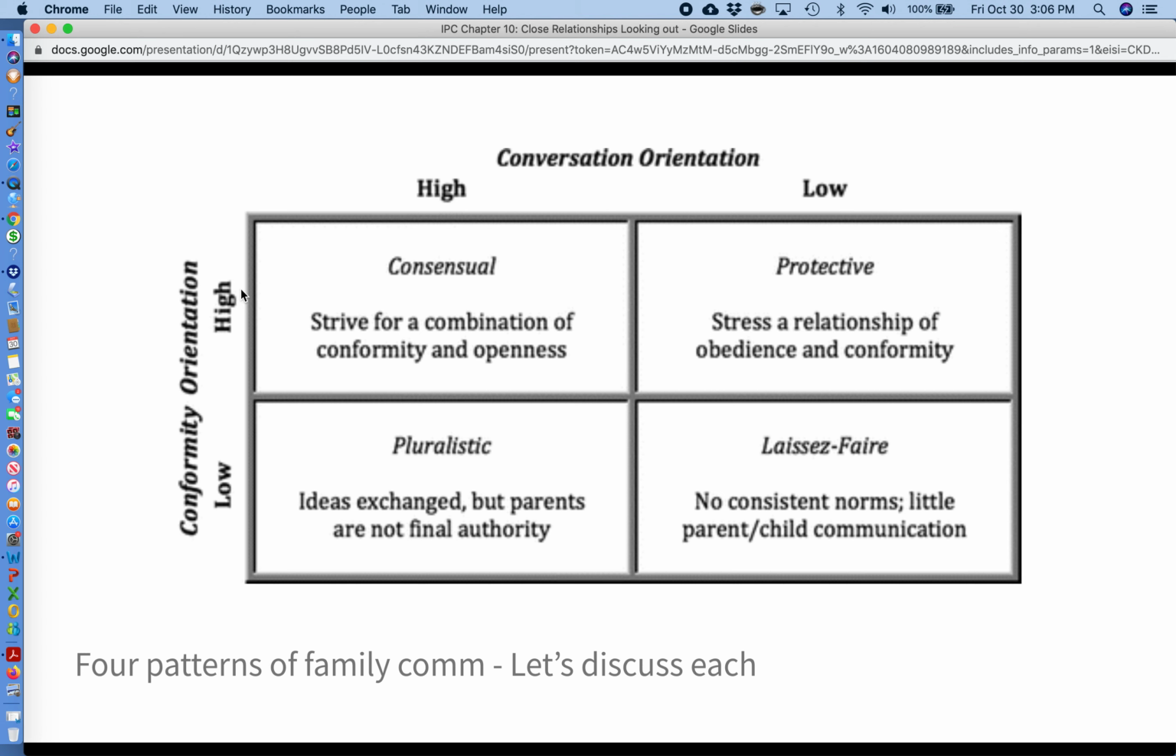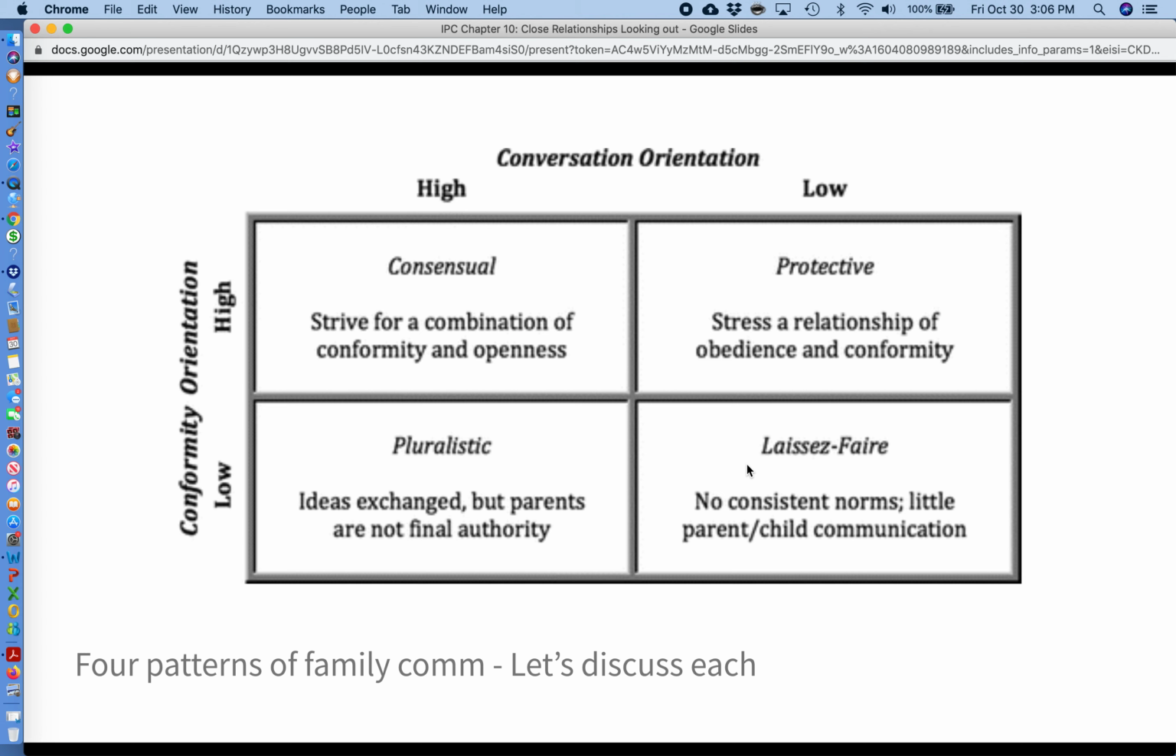Now, if there's high conformity orientation, but the conversation orientation is low, then usually this stresses a relationship of obedience and conformity. Do what I say because I told you to say it. Now, if the conformity orientation is low and conversation orientation is high, we exchange ideas, but the parents aren't the final authority, right?